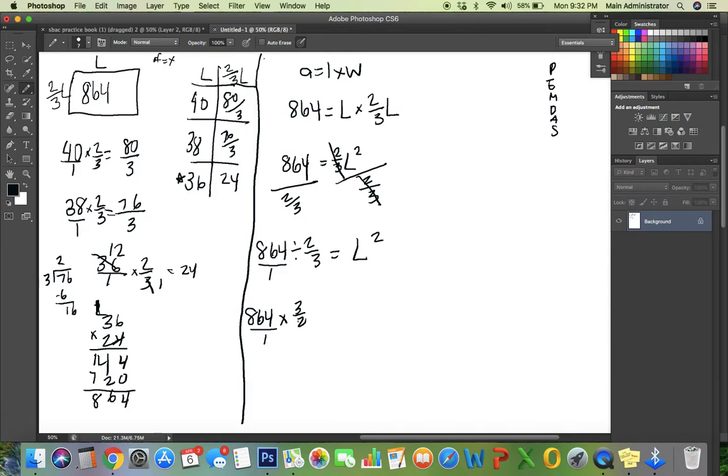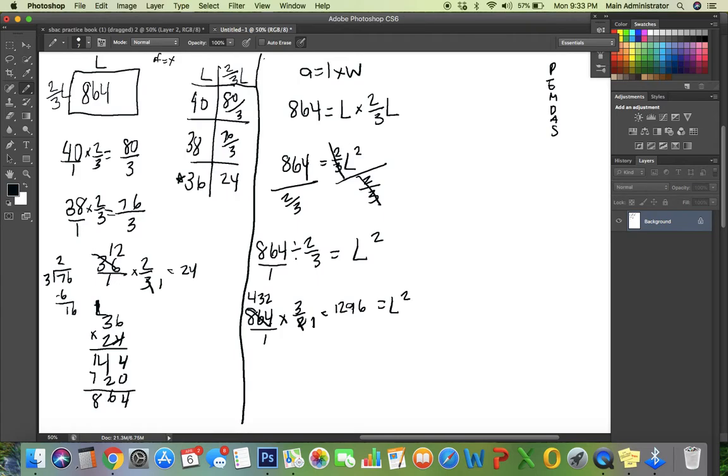Actually, before I do that, I'm going to cross cancel to make this easier. I'm going to divide them both by 2. 2 divided by 2 is 1. 864 divided by 2 is 432. So now I have 432 times 3. 432 times 3 is 1,906 equals L squared. Okay.